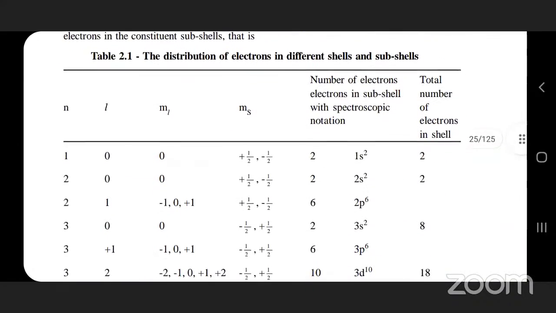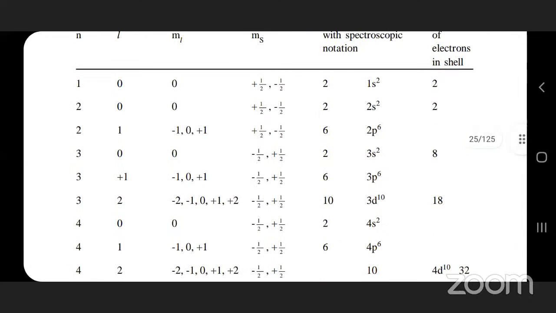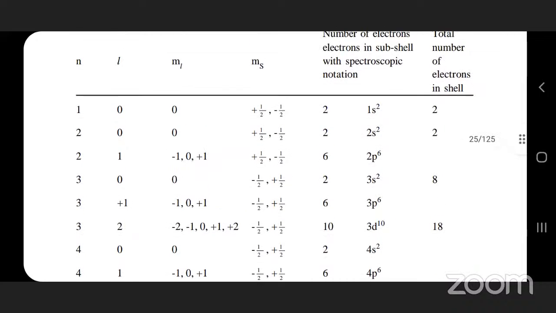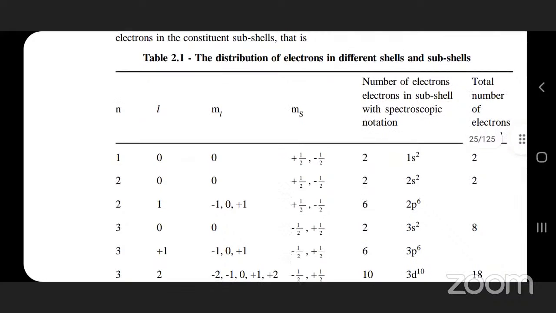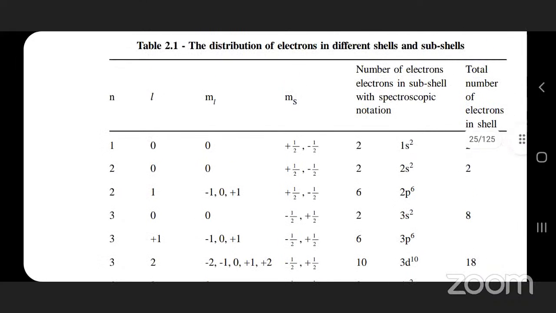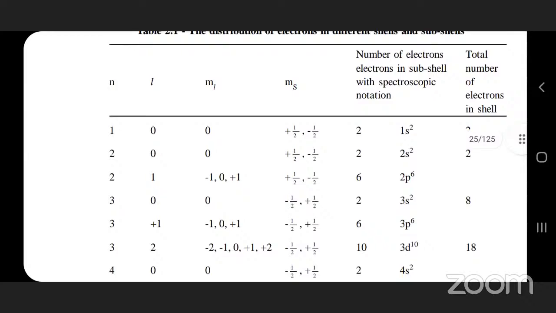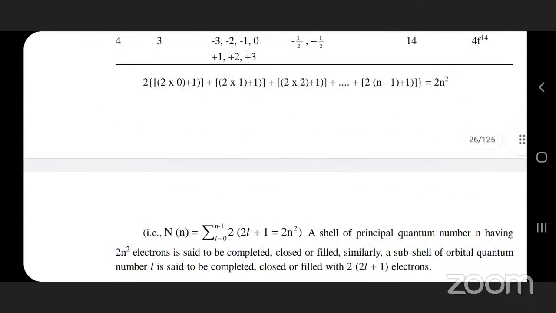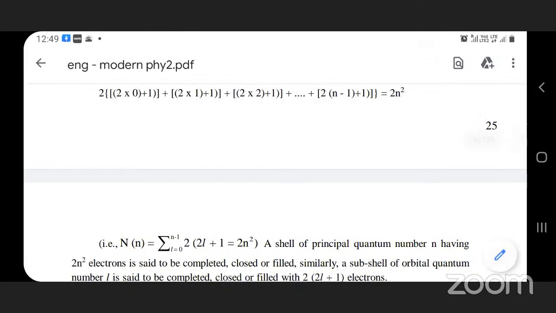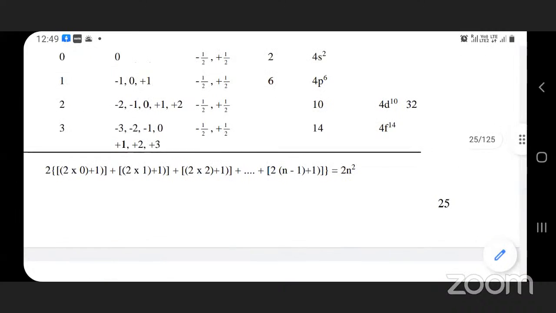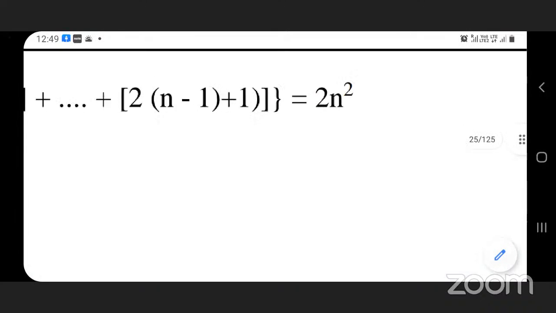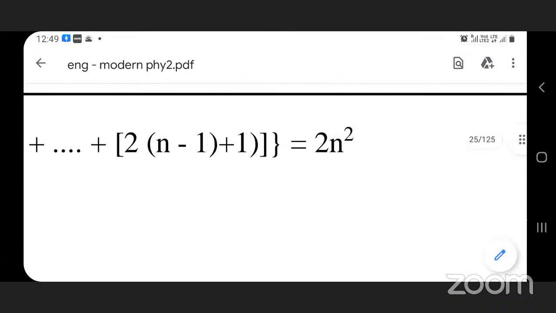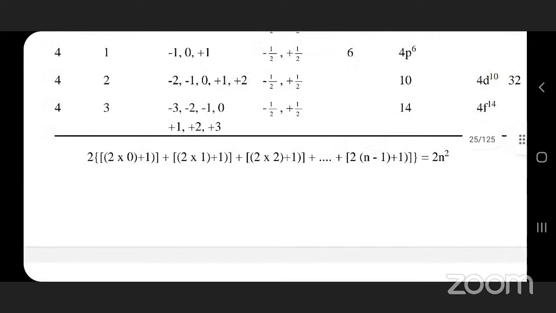The distribution of electrons in different shells or subshells: shell means K, L, M, N; subshell means S, P, D, F. These are the N value, principal quantum number, azimuthal quantum number, orbital quantum numbers, ML and MS values. I already told you in yesterday's class. The maximum number of electrons which can be occupied by an orbit is nothing but 2n square.